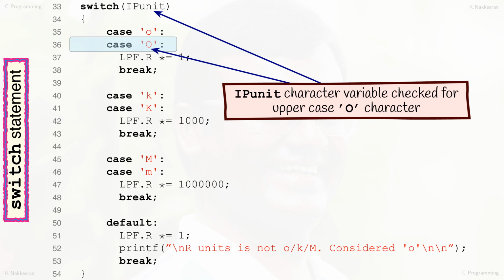Line 36 is written for the character uppercase O, checking case for the IP unit character variable of the switch statement. Thus we allow the user to input either lowercase o or uppercase O as the unit's ohm for the resistance. If we wish to keep it strictly, lowercase o is the only allowed character input for the resistance unit's ohm, then this line must be removed.